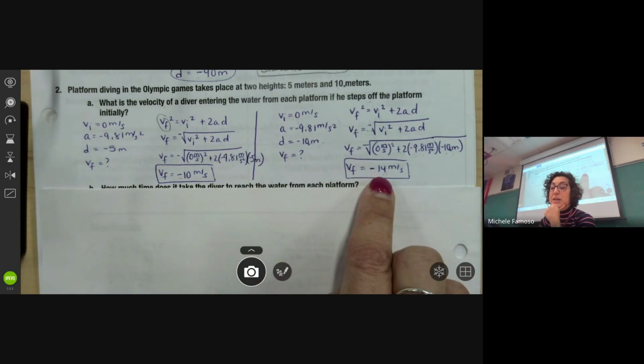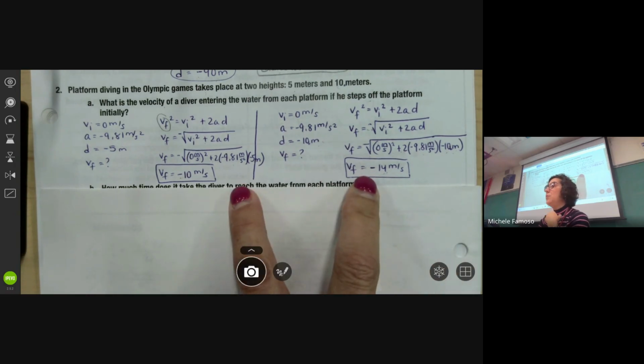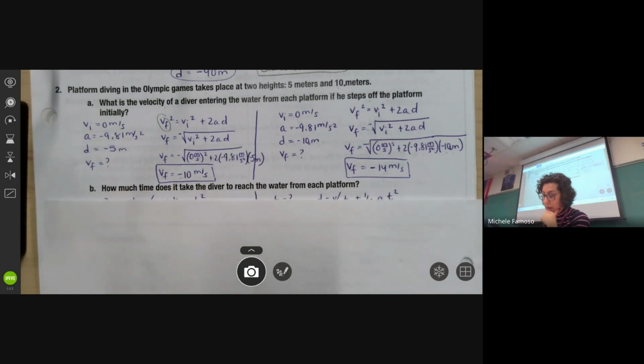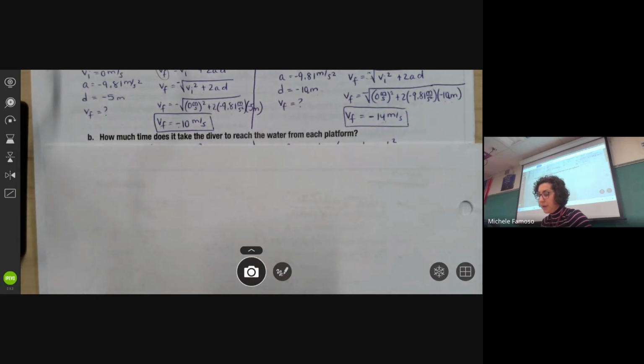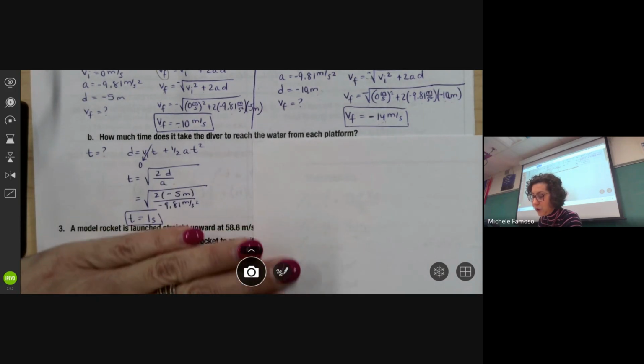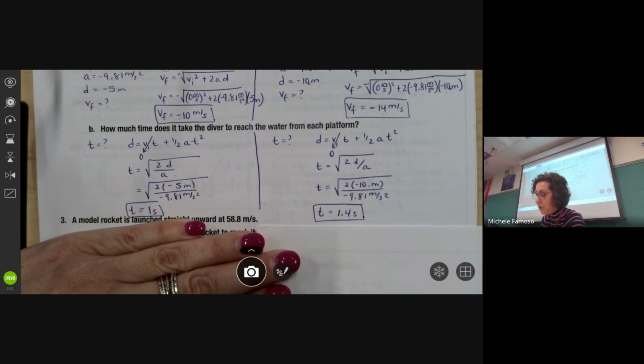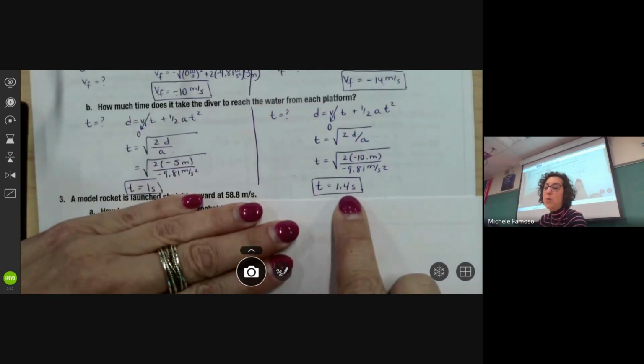And likewise, if I didn't do that, it would look like they both hit the ground with the same speed, which is not true, right? The higher you are dropped, the faster you're going to hit the ground. Part B, how much time does it take the diver to reach the water from each platform? So if I do it off the 5-meter platform, they're going to hit the ground in about a second. If I do it off the 10-meter platform, they're going to hit the ground in about 1.4 seconds.